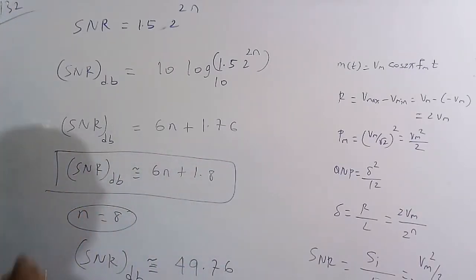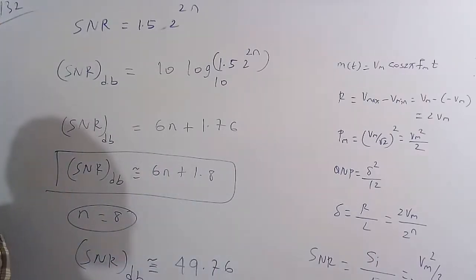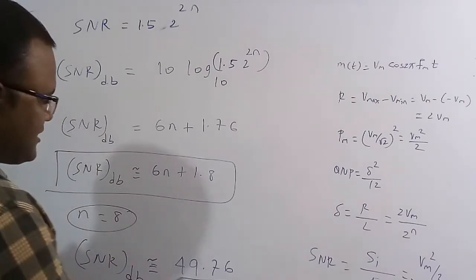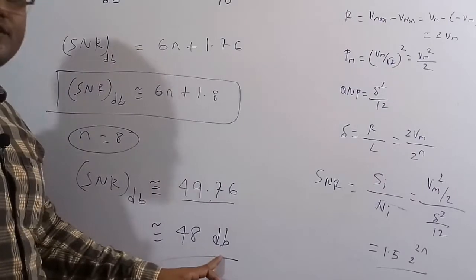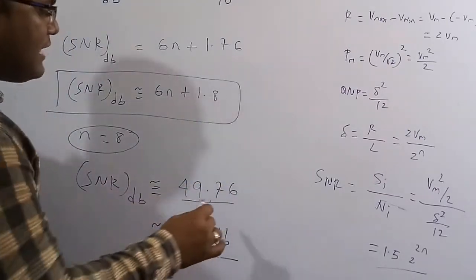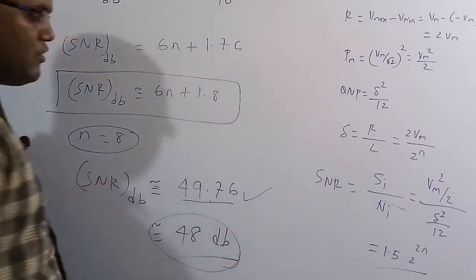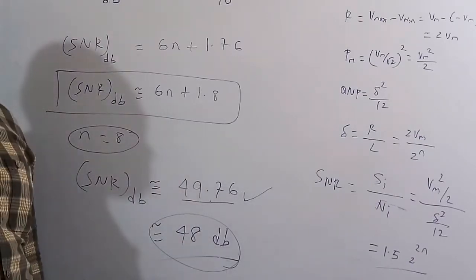In the question they have given the number of bits for each sample, which is 8. So in place of n I substitute 8. 6 times 8 is 48 plus 1.8, which is 49.76, the accurate value. But in the options they have given only 48, so we have to approximate. The accurate answer is 49.76, but among the options only option B is nearest. So 48 dB is the correct solution of this question.